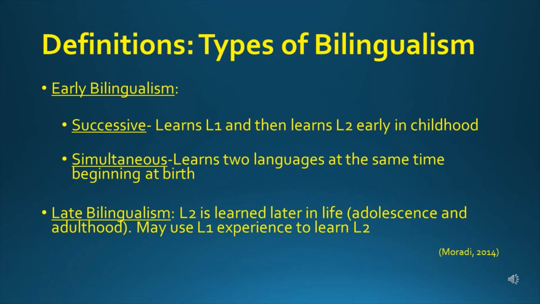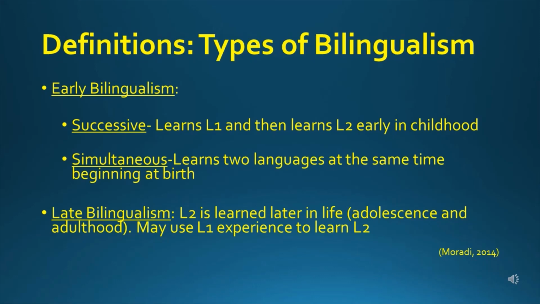In late bilingualism, the individual is learning a new language after the first language is learned and later in life, around the adolescent years or adulthood. Learners may even use the knowledge of their first language to learn the second language. This may be the case for many high school students or college students who are required to take a language class. They may use the knowledge of English to help them learn the new language. These are the different types of bilingualism. Our webinar will be focusing on early bilingualism since we are discussing early language learning.